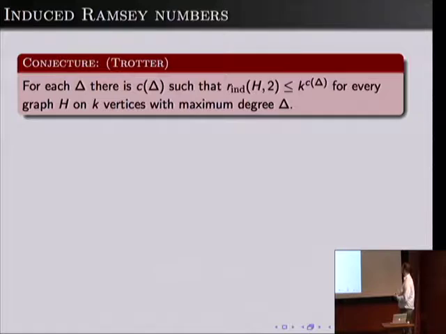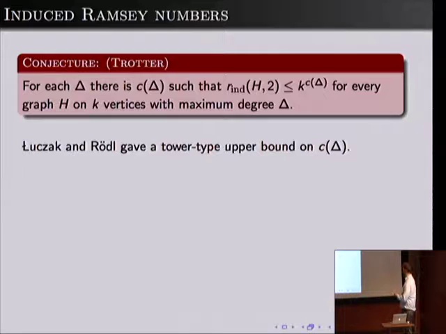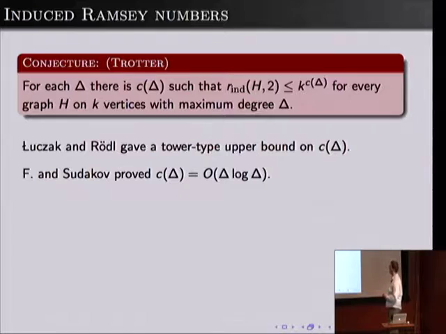This was proved originally by Kohayakawa, Prömel, and Rödl, with a regularity-type argument. It doesn't actually use the regularity lemma, but it's in the same spirit, and the graph G that they construct is a strange randomized construction. But they were able to prove it, and they gave a tower-type upper bound on C of delta, a tower of twos of height polynomial in delta. Later, with Conlon and Sudakov, we were able to prove a much more reasonable bound, that C of delta is at most delta times log delta. Both of these proofs only really work for two colors, so you'd like to extend it to more colors.